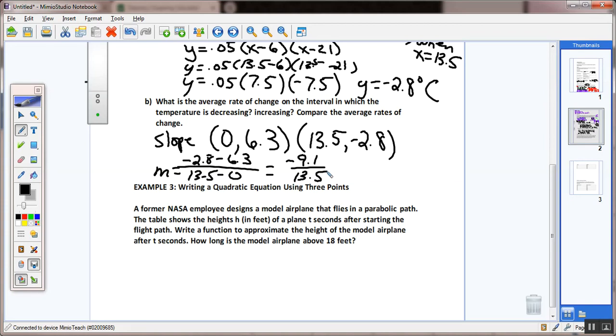Negative 0.67. So it means that the temperature dropped 0.67 degrees Celsius per hour. Every hour the temperature went down 0.67 degrees until it got to its very minimum. Right? I think that's a great place to stop.